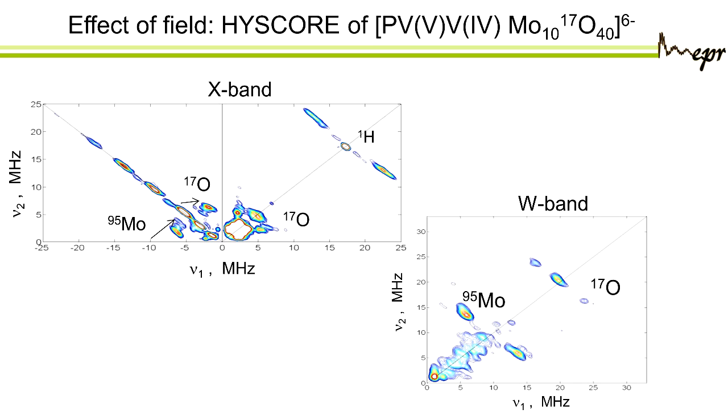So in principle, you can do HYSCORE also at high fields, and it also depends always on the size of the hyperfine. If it's small relative to the Larmor frequency, then it will be very difficult to see. For instance, to see the protons in HYSCORE at W band is very difficult, and you will not try it. You will just look at the X band or do ENDOR.